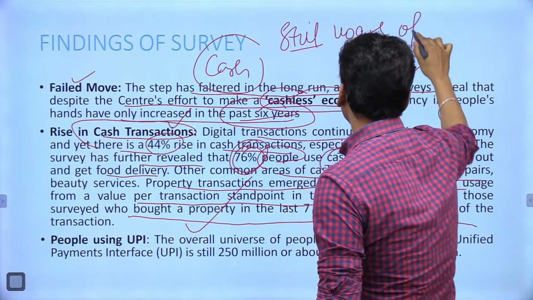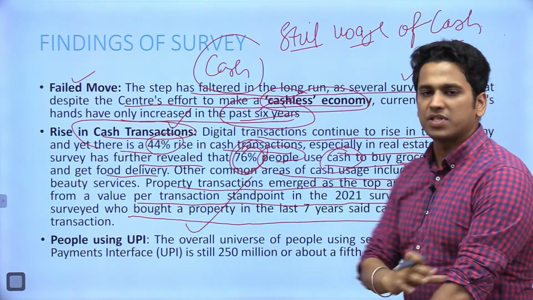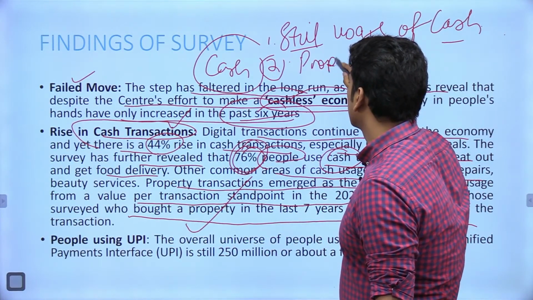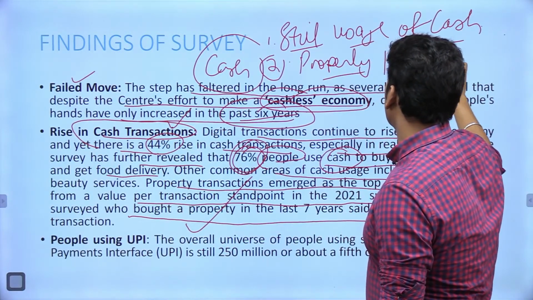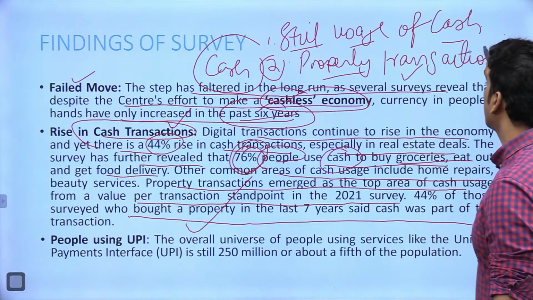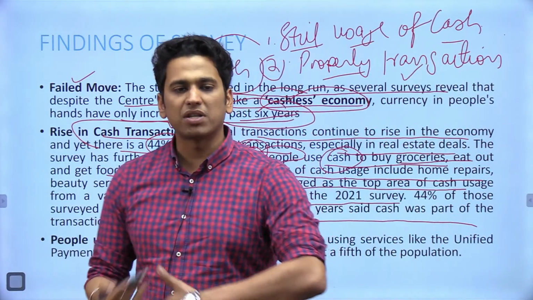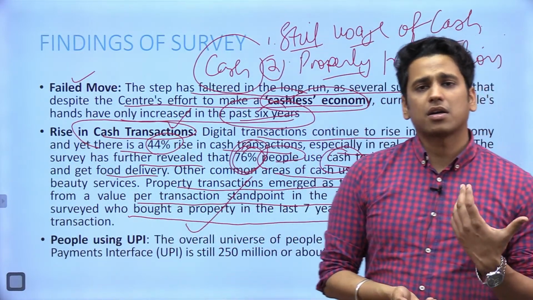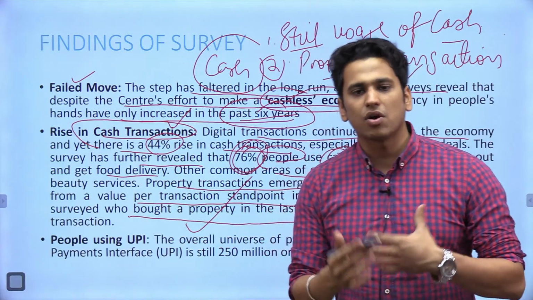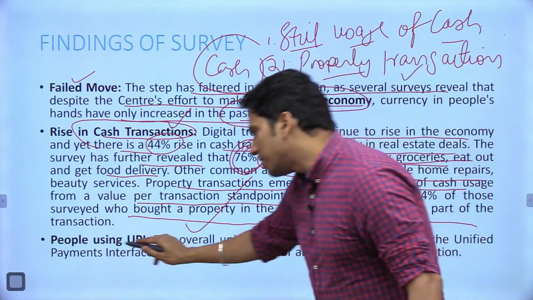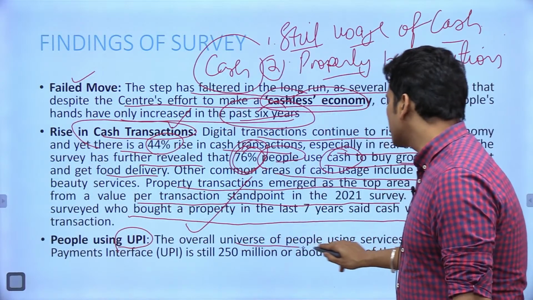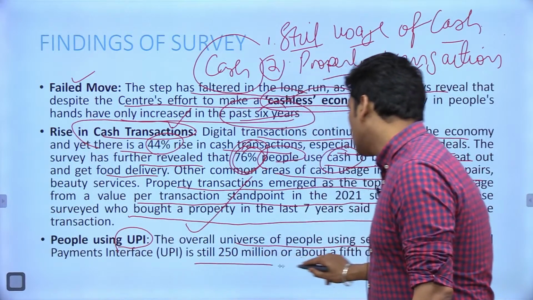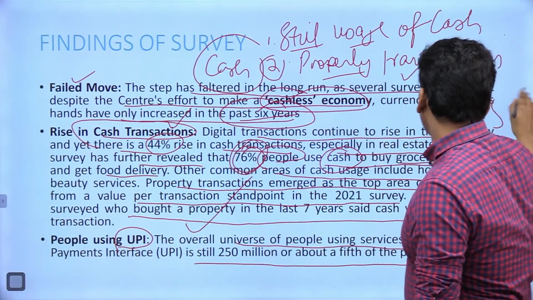What could be the points that we can withdraw? First is that there is still usage of cash, and second thing is the property transactions have emerged as a source where there is continuous use of cash. जहां पे कैश की जरूरत पड़ती है और कैश का बहुत अच्छे तरीके से यूसेज हो रहा है डिस्पाइट बीइंग द स्टेट्स एफर्ट्स टुवर्ड्स कैशलेस और द डिजिटल इकोनॉमी. People using UPI, the overall universe of people using services like UPI or the unified payment interface is still 250 million or about 1/5 of the population.